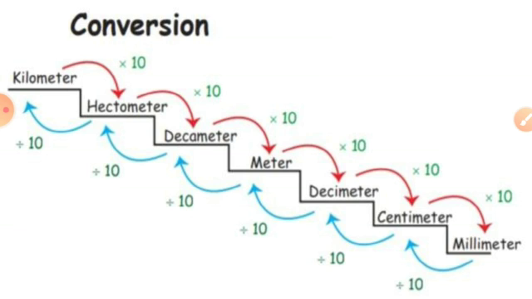Conversion. How to convert one unit into another unit. We already know millimeter is the smallest unit. So, when you are converting a bigger unit to a smaller unit, you have to multiply. When you are converting a smaller unit to a bigger unit, you have to divide. Let's see. Find 1 kilometer equals how many meters?